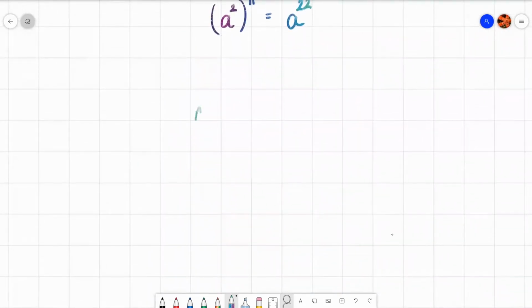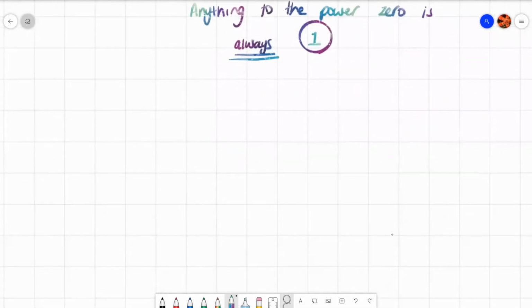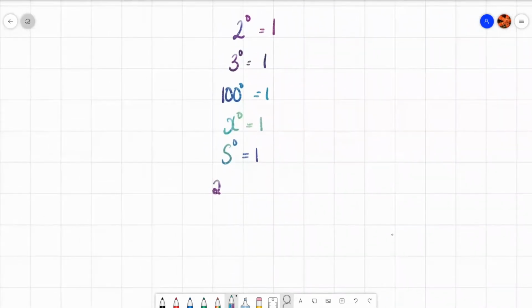Another rule is anything to the power 0 is always 1. Okay, so for example, 2 to the power of 0 would be 1. 3 to the power of 0 would be 1. 100 to the power of 0 would be 1. x to the power of 0 would be 1. Anything to the power of 0 would be 1. Even if you had 2.452 to the power of 0, that would also be 1. Okay, so anything to the power of 0 is always 1.